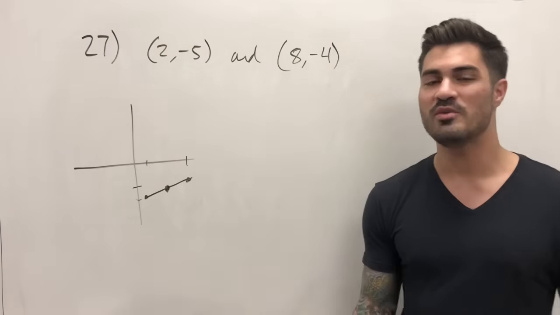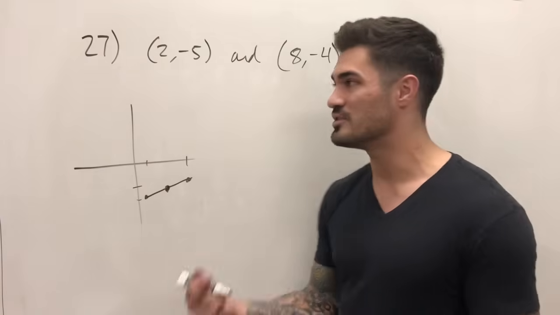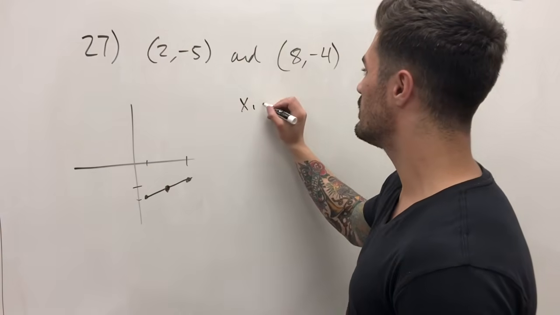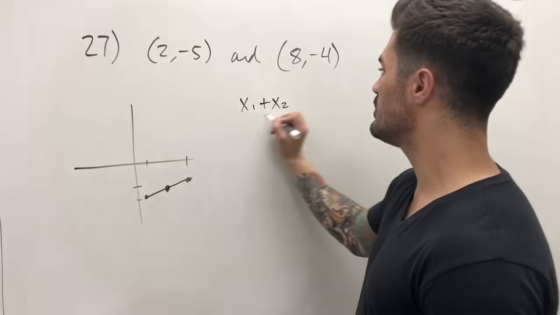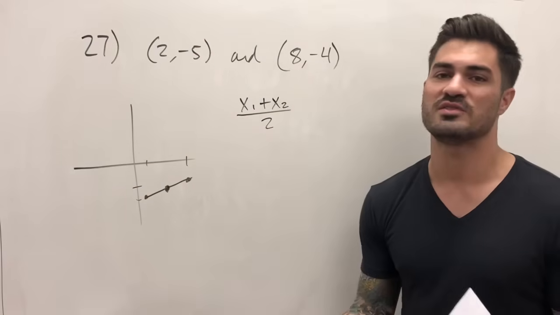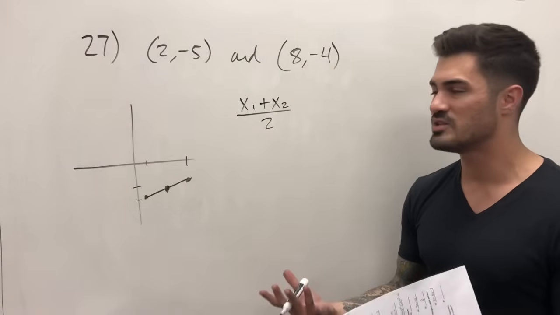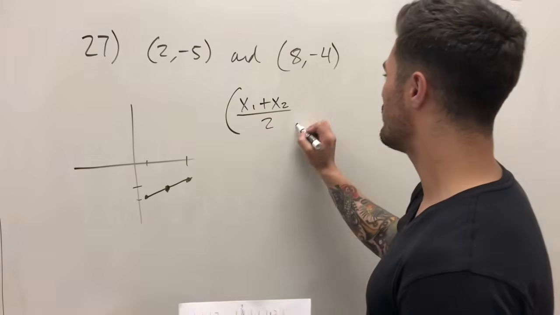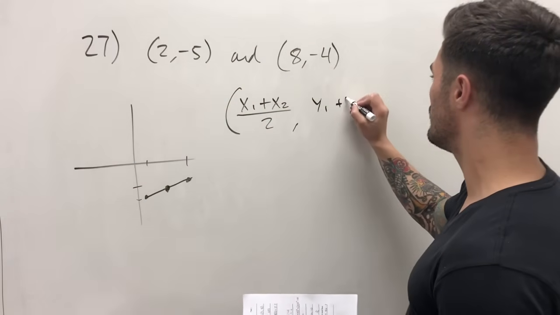How do we find halfway? Well, I think of it as finding the average, right? If you have x1 plus x2 and you divide by 2, that's how you find the average of something, right? You add them together and divide by 2. So we're technically finding the average, and this is actually the midpoint formula.